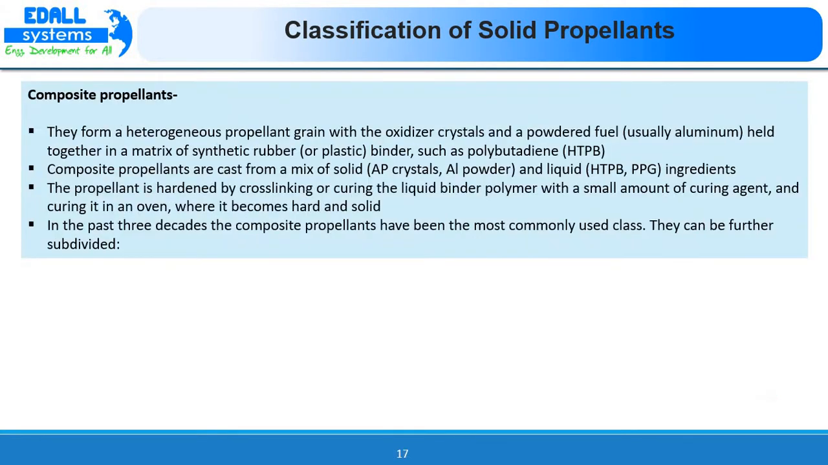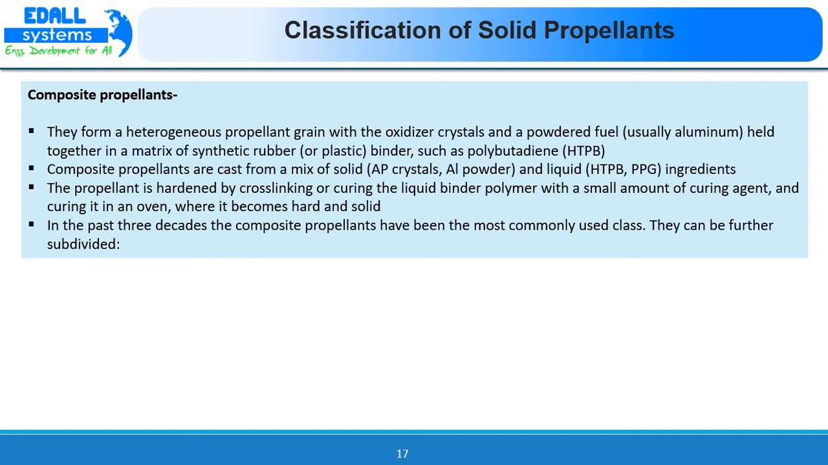The next one we will discuss is composite propellants. So they form a heterogeneous propellant grain with the oxidizer crystals and a powdered fuel, usually aluminium, held together in a matrix of synthetic rubber or plastic binders such as polybutadiene. The crystal oxidizers and powdered fuel form these composite propellants, in which they are cast from a mix of solid and liquid ingredients, in which the solid will include the ammonium perchlorate crystals or aluminium powder, and the liquid will include HTPB or PPG, that is polybutadiene.